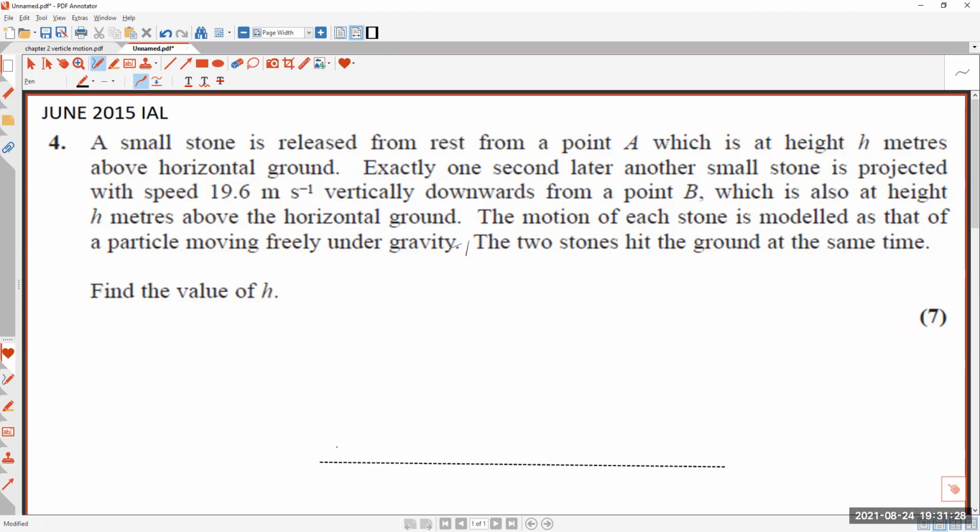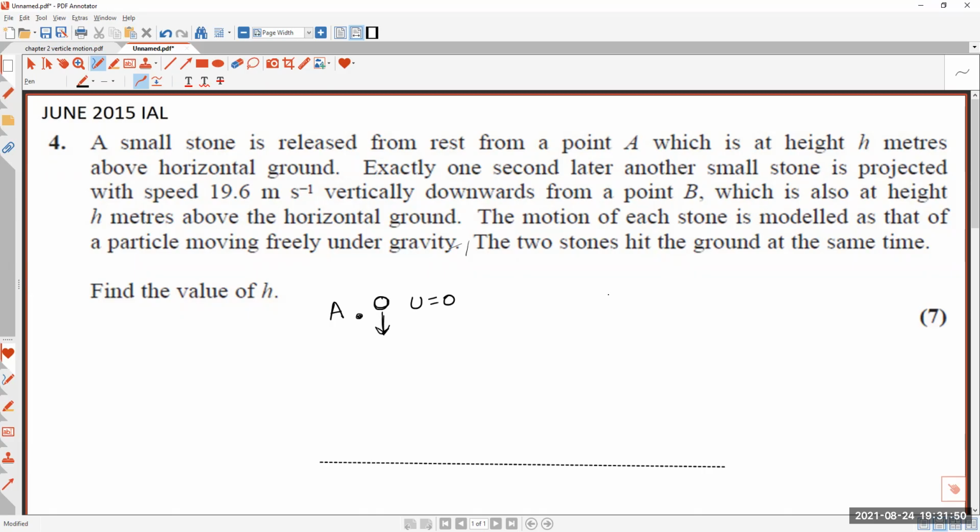I did not. Okay. So a stone released from rest at point A. So this is your point A. Released from rest, so what's your initial velocity here? 0. Okay. Exactly 1 second later, exactly 1 second, another stone is projected.